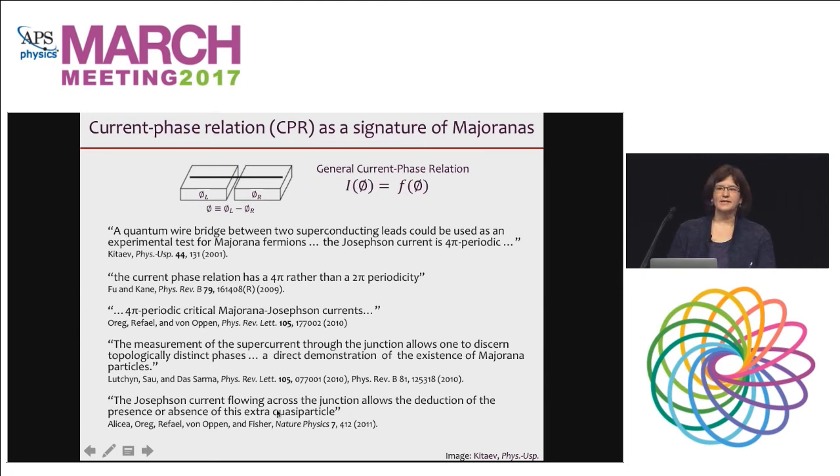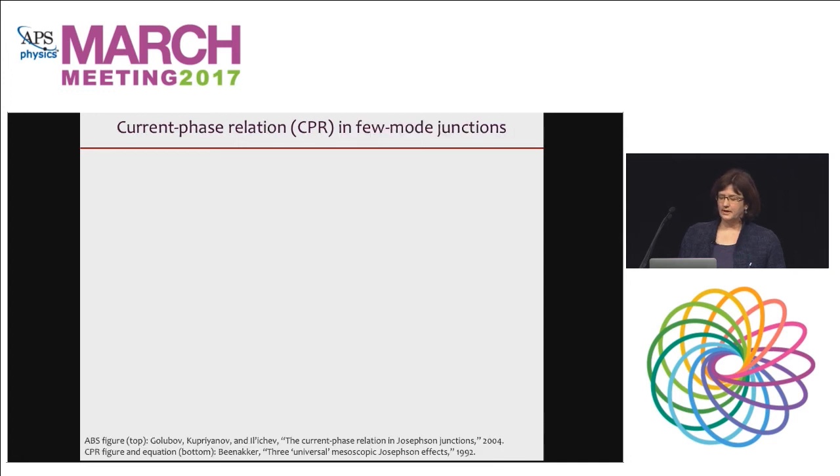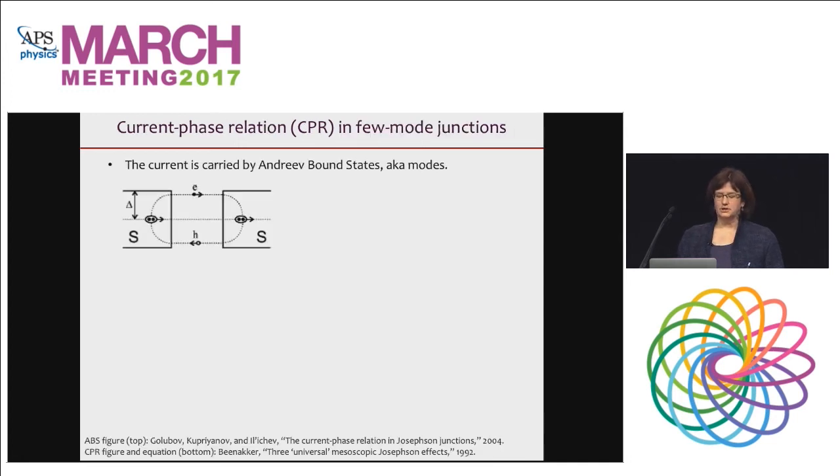And what I want to do with my last few minutes is try to explain to you a sense of how the current phase relation can tell you something about the modes of whatever it is that you're coupling the two superconductors through. Okay, so when you have a junction, the current in a junction is carried by Andreev bound states that are also called modes. So this is a sketch that kind of mixes spatial dimensions and energy dimensions. But imagine you have two superconducting leads.